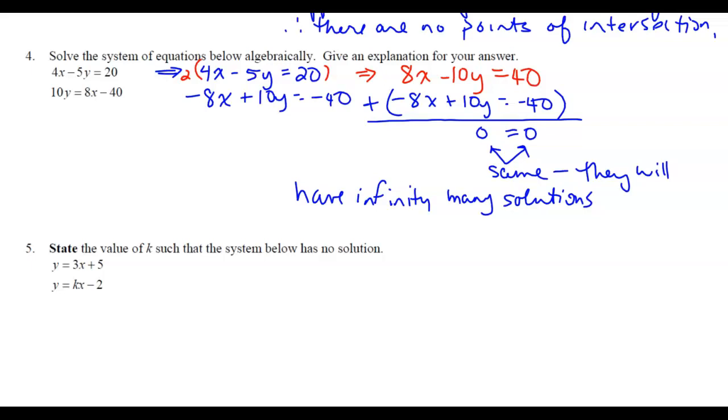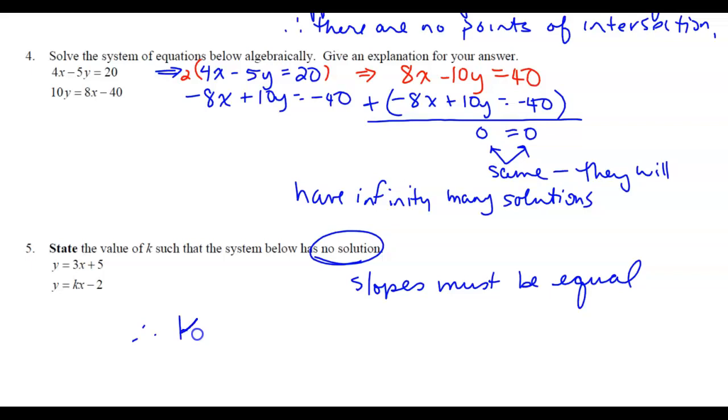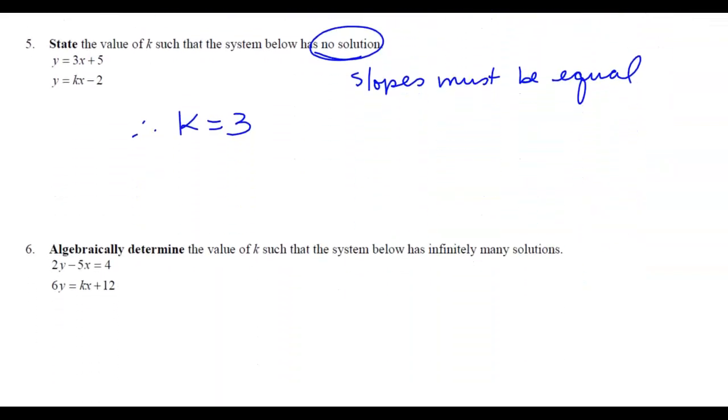Okay, they're already solved for y. So no solutions means slopes must be equal. Therefore, k equals 3. Okay. Take a look. The y-intercepts are different, so you know for sure that they're going to be distinct and not be infinitely many points, in case you're asked to analyze those, right? And then the last one here.